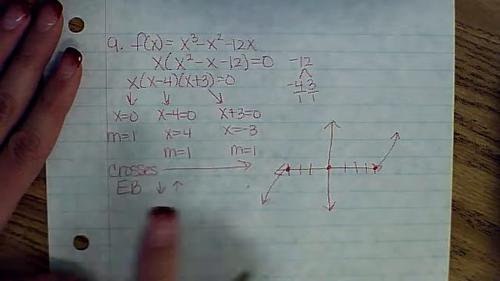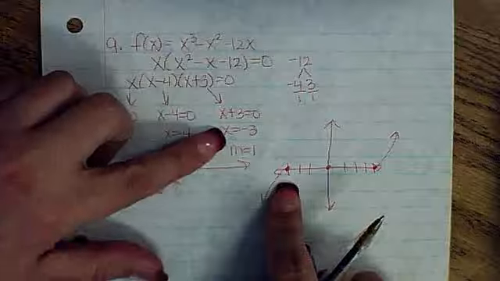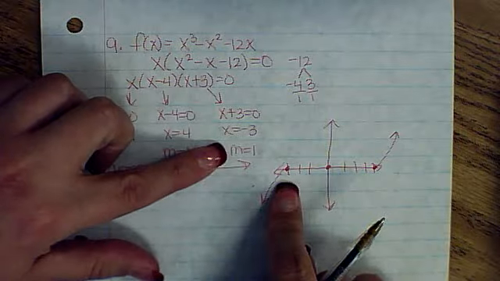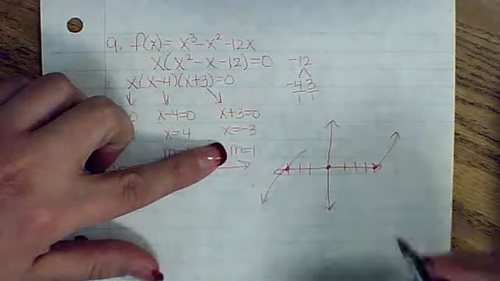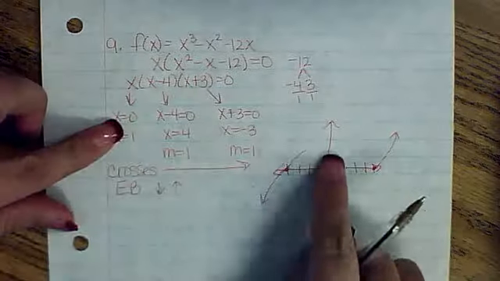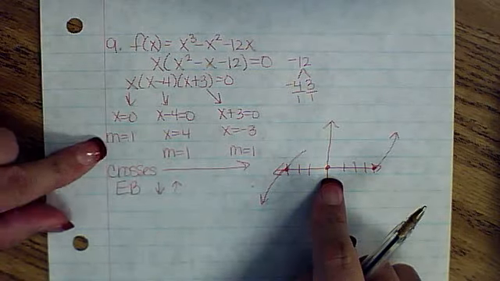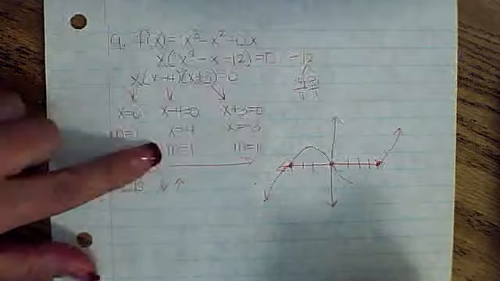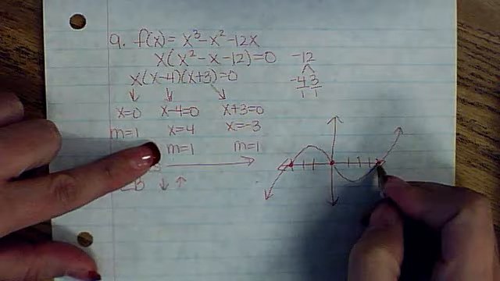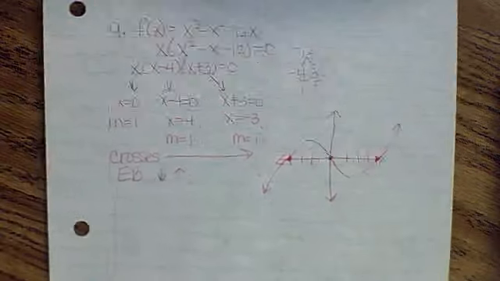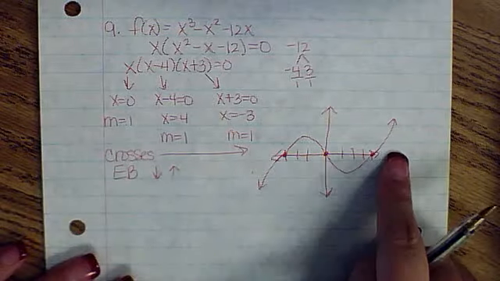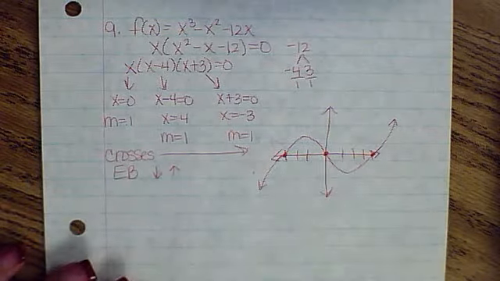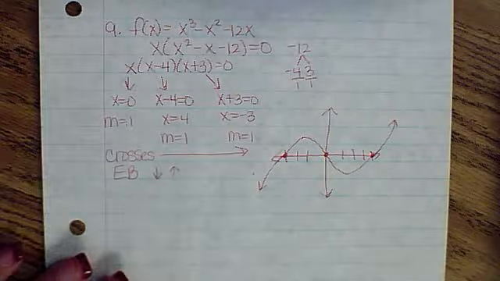Now I can fill in the middle parts. At x equals -3, we said the multiplicity was 1, which means it crosses, so it's going to go through there. At 0, we said the multiplicity was 1, so it crosses, so it's going to come back down through there and cross. At the 4, it crosses again, so I have to come back up through it. That's how you figure out what your graph looks like. Do the ends, and then work your way left to right, whether it crosses, touches, or flattens.